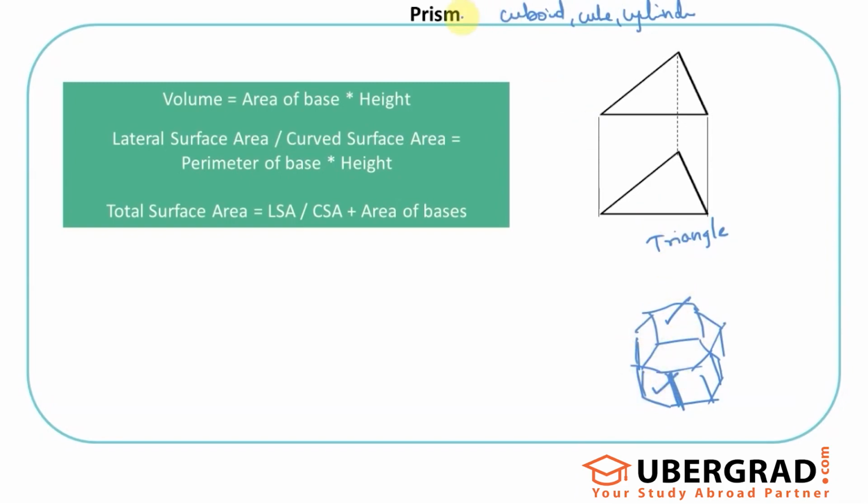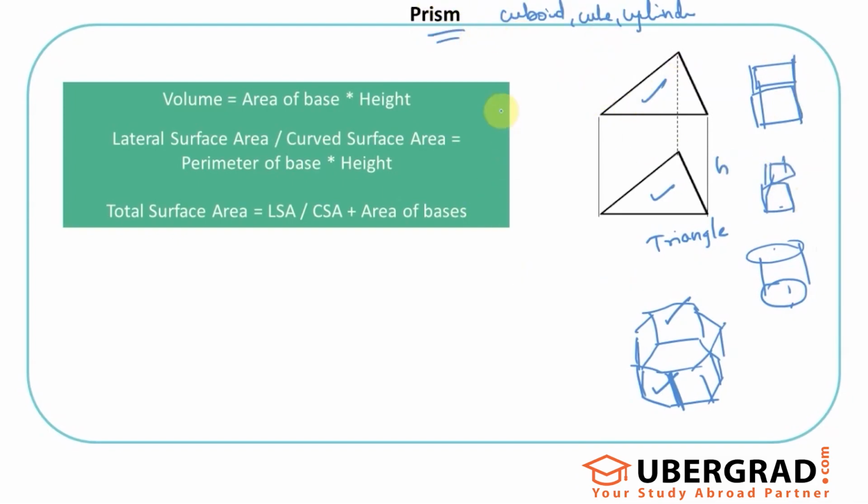Then it's a prism. You see this is a triangle at the bottom, at the top, and then I'm extending it through height h. A cuboid is one rectangle which is extended to the third dimension. Same rectangle at the top. Or a cube is a square extended to the third dimension. Or a cylinder is a circle extended to the third dimension, so I have the same circle at the bottom and at the top. All of these are prisms.